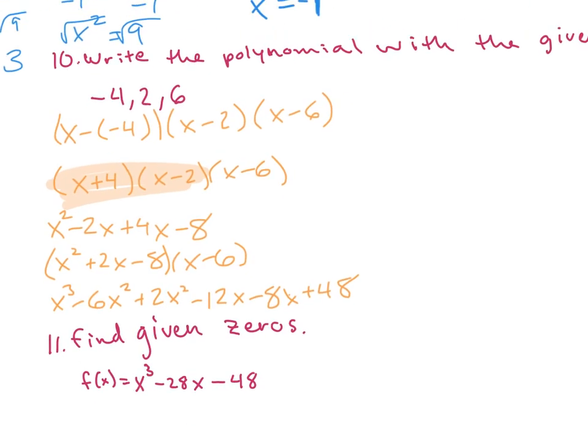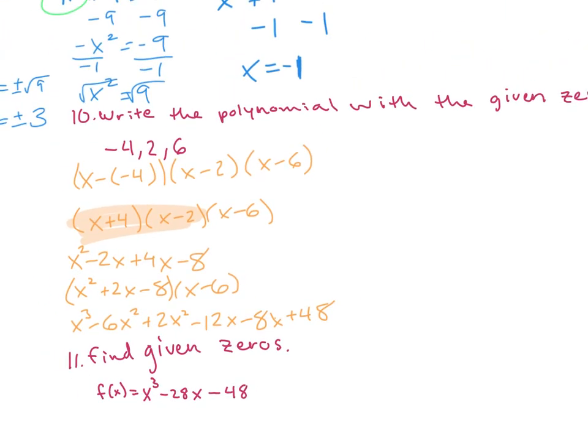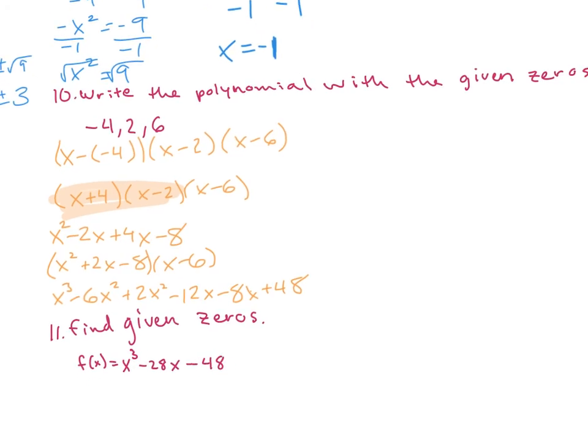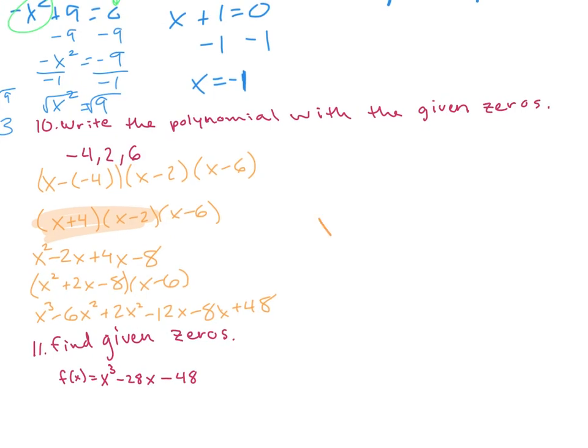All right, what's our last step here? What do we do next? Combine like terms. Simplify. So we have x cubed. We have a negative 6x squared and a plus 2x squared, so that becomes negative 4x squared. We have a negative 12x minus 8x, so that's negative 20x plus 48. So this is our answer.